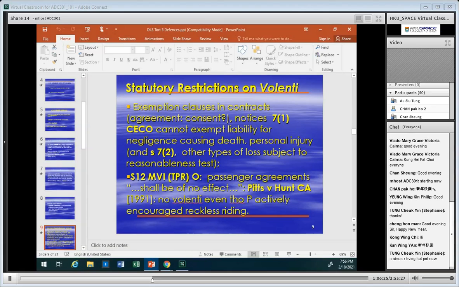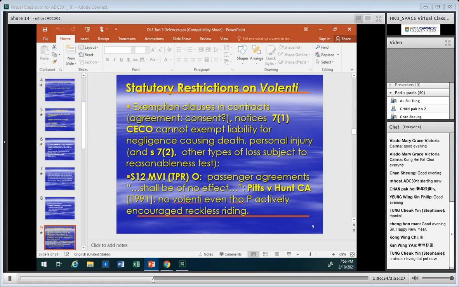But Hunt was killed in an accident. Pitts was seriously injured. Pitts' claim against Hunt's personal representative failed not because of Valentine, it failed because of ex turpi causa. So Valentine was pleaded in Pitts and Hunt, but the English legislation, very similar to Hong Kong, says that passenger agreements concerning vehicles on the road shall be of no effect.